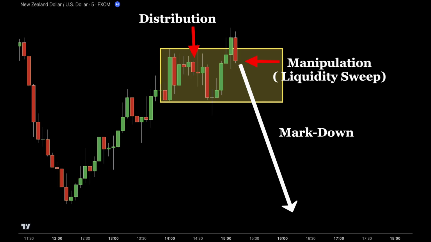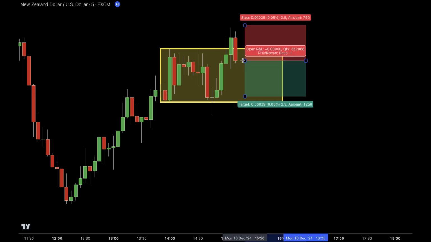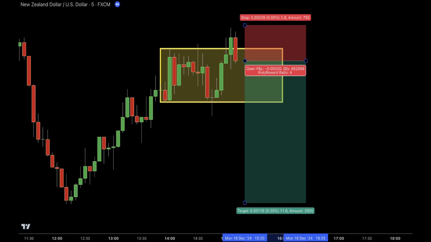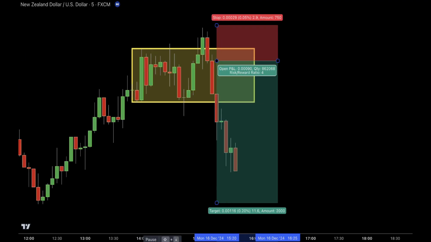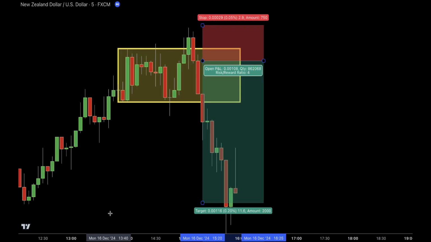After the liquidity sweep, here's how to trade it. Enter at the close of the candle that closes back inside the range. Set your stop loss just above the candle that made the breakout. Aim for the next support level as your target. Now, look at what happens next. The market moves down sharply.